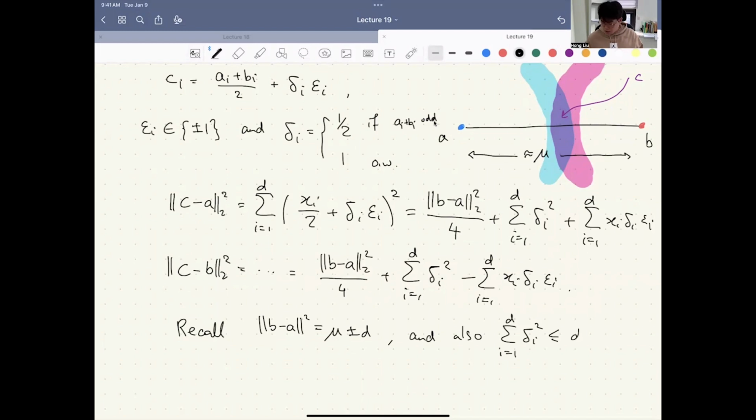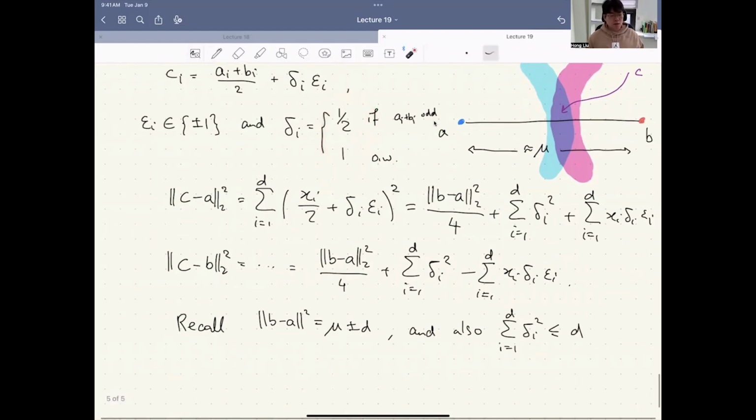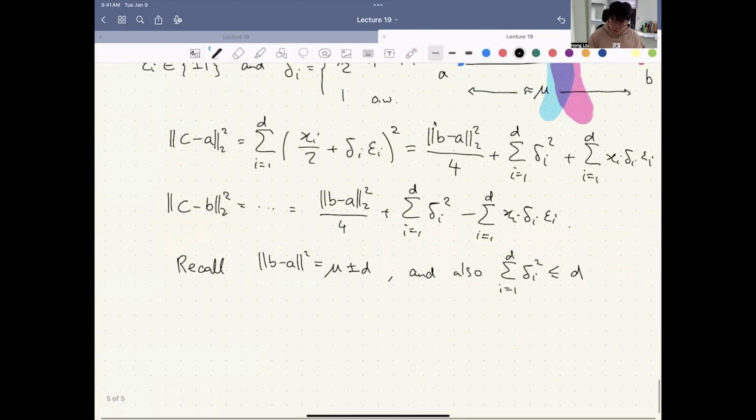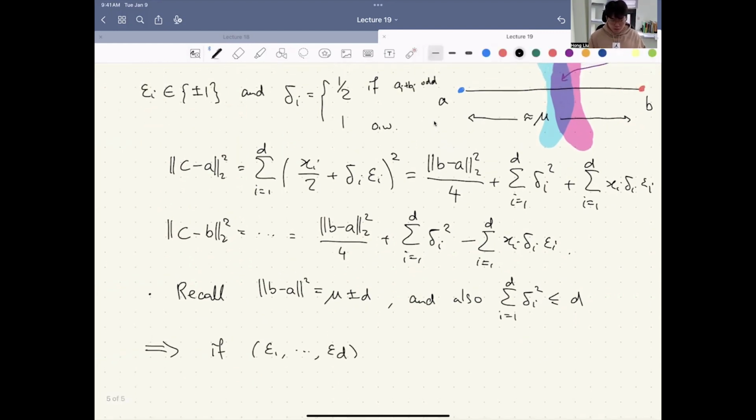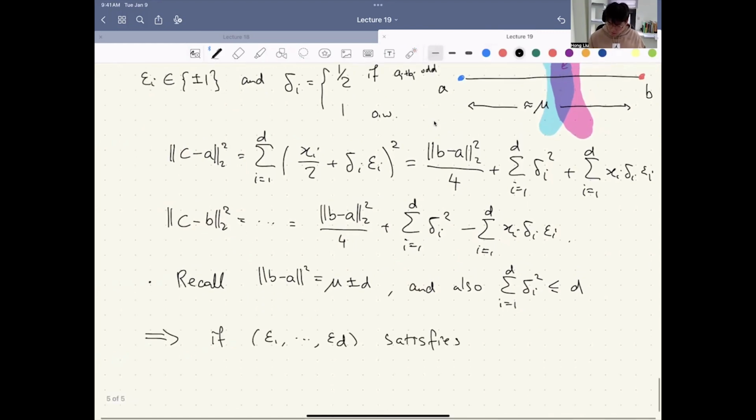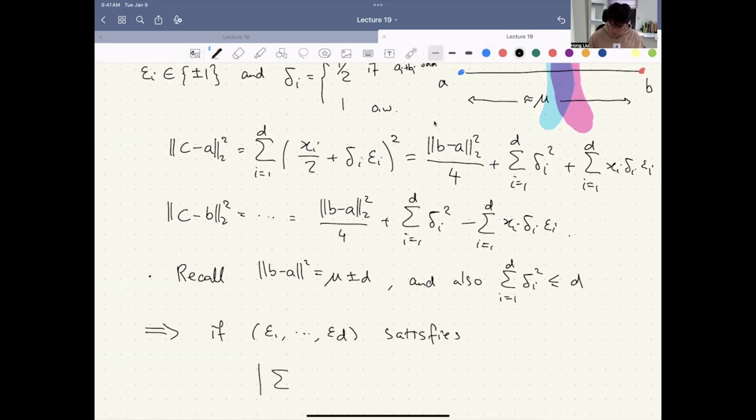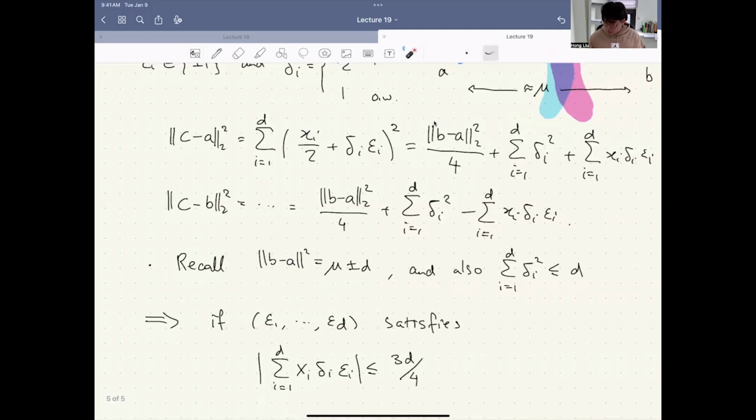Is at most d, because delta I is at most 1. Then we can see how we can choose epsilon so that this will form an edge. So this implies that if we choose this epsilon plus-minus 1 vector that satisfies this inequality, if the sum of this xi, delta I, epsilon I, last term, is at most, in absolute value, 3d over 4, then we know what this guy is.